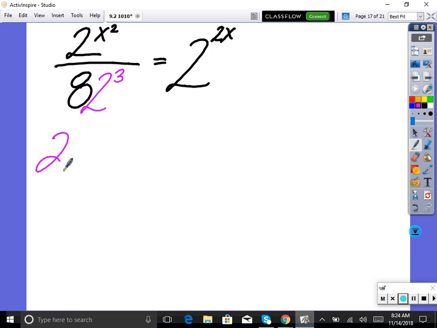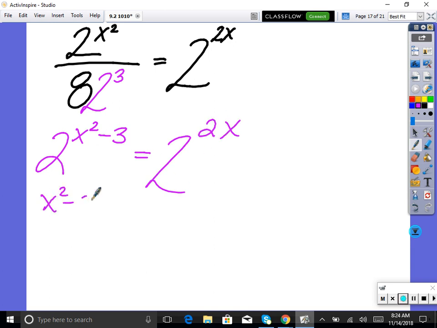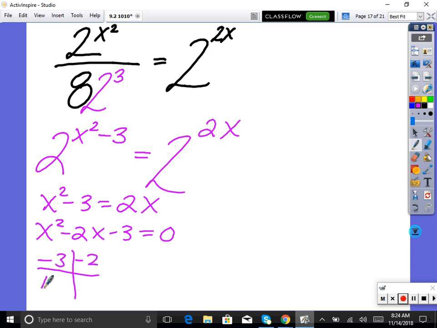So we have 2 to the x squared. When you divide the same base, you subtract. So that's x squared minus 3 equals base 2 to the 2x. That's a true statement. So now you have x squared minus 3 equals 2x. You'd say I have a quadratic. To solve quadratics, we get it set equal to 0 and solve by factoring. So it factors to be x plus 1, x minus 3. Therefore, my 2 solutions are x equals negative 1 and x equals 3.